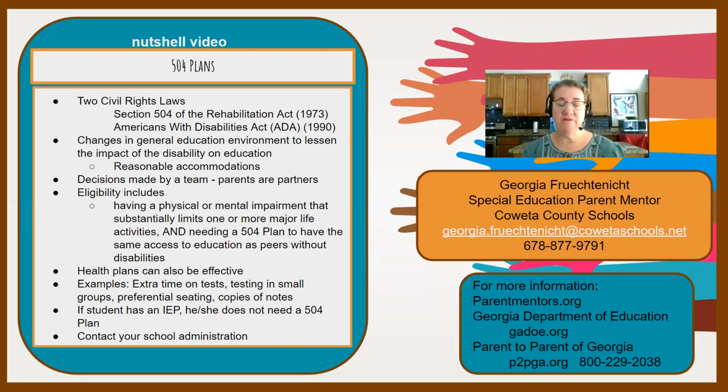Eligibility includes having a physical or mental impairment that substantially limits one or more major life activities. Okay, that's a mouthful. That comes straight from the ADA, and that is really a broad definition of disability. Major life activities are things like walking and breathing and learning and paying attention and many, many things. So if you meet the definition of disability under the ADA and Section 504, the next step is, does the student need a 504 plan so that they have the same access to education as peers who don't have disabilities?